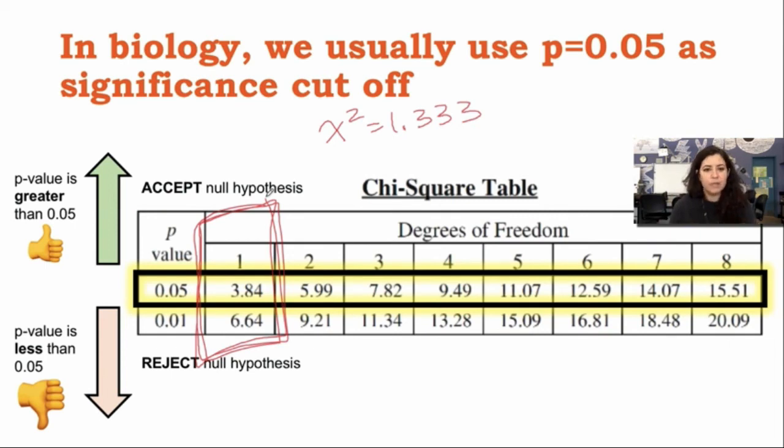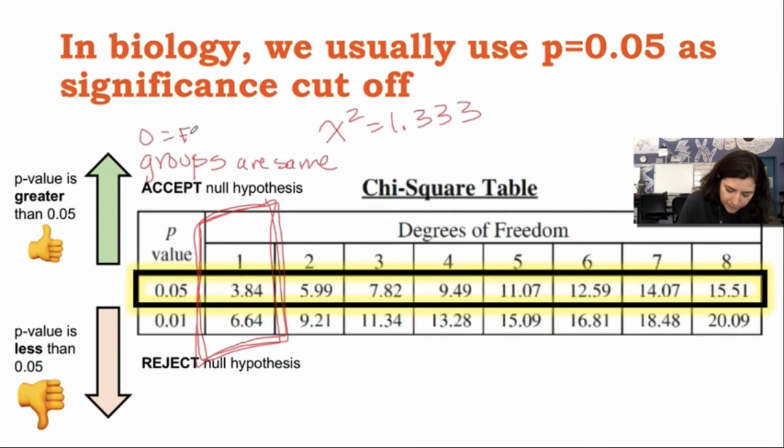If it's going to land somewhere where our p-value would be greater than 0.05, turns out that's above the table. Greater, thumbs up, we fail to reject the null hypothesis, and our groups are the same. In other words, observed equals expected. If the p-value is less than 0.05, thumbs down, we reject our null hypothesis. Observed does not equal expected. They are different.